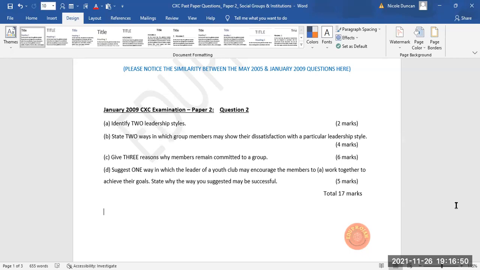Let's go down to the final part of this question. And here it says, suggest one way in which the leader of a youth club may encourage the members to work together to achieve their goals. After we've done suggesting that way, we need to state why it will be successful. So again, 5 marks on the way that the leader of the youth club can encourage the members to work together to achieve their goals.